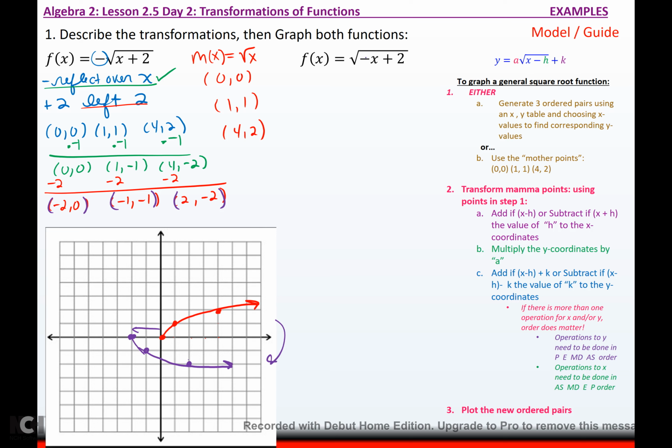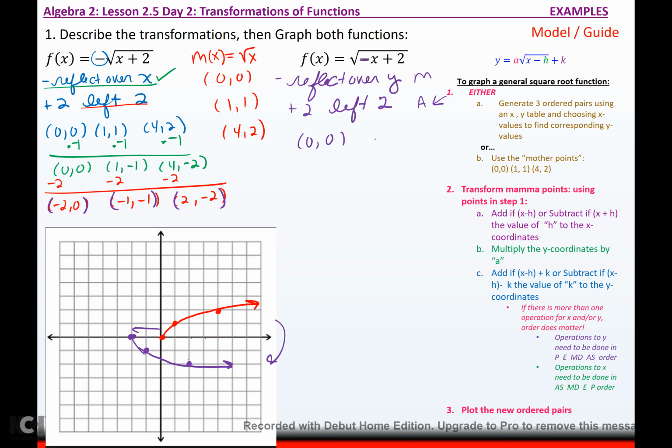Now, let's graph the other one. For this one, the negative on the inside is going to reflect over y, and the plus 2 on the inside is again going to go left 2. Now, both of those things are on the inside, so we're doing them both to x. This is multiply, this is add. We have to go in order of operations, so I have to do adding first.